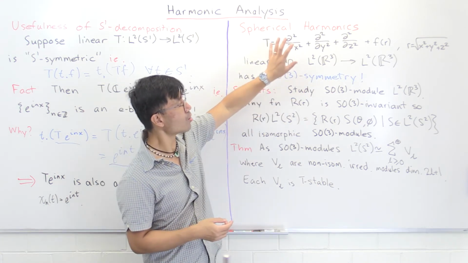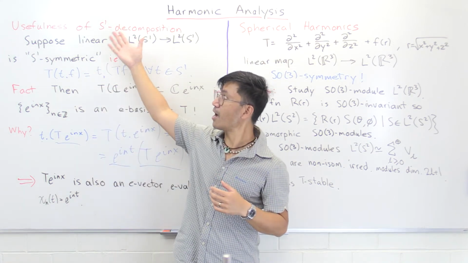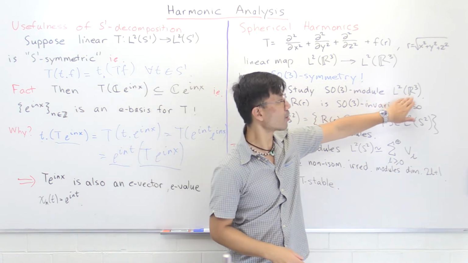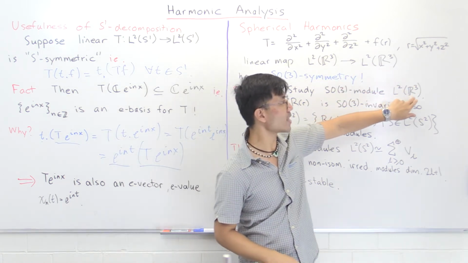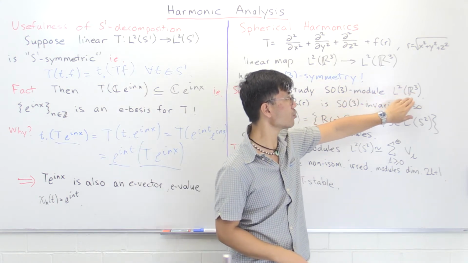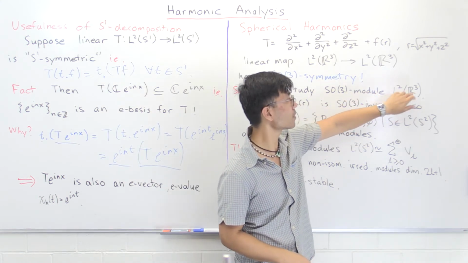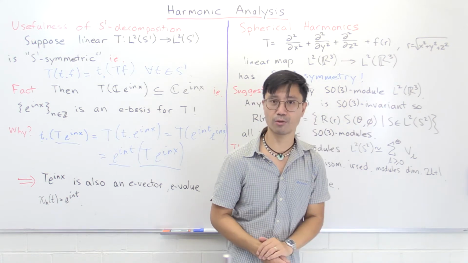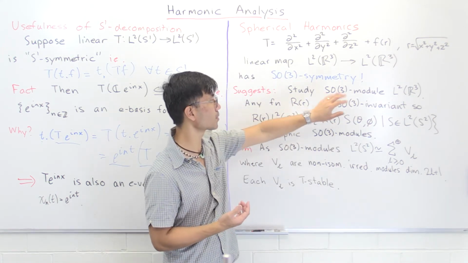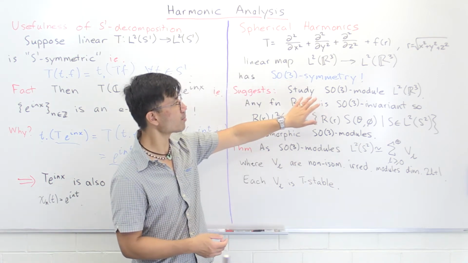So this idea, what I've shown over here, suggests what we should look at is L2 R3. SO3, of course, acts on R3 because this is a subgroup of the general linear group on R3. So it also acts on L2 R3 in a similar way that S1 acts on L2 S1. So that's something that we have.